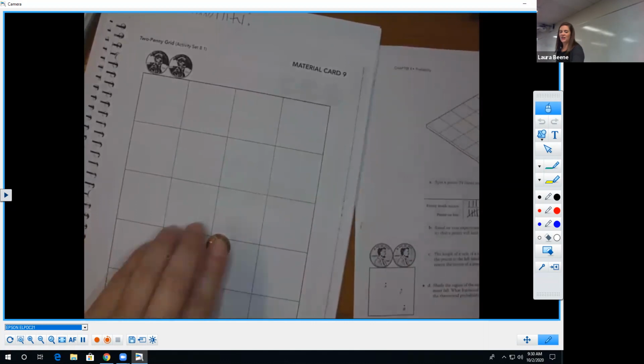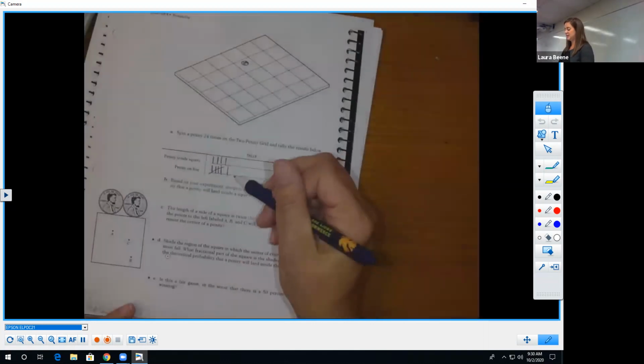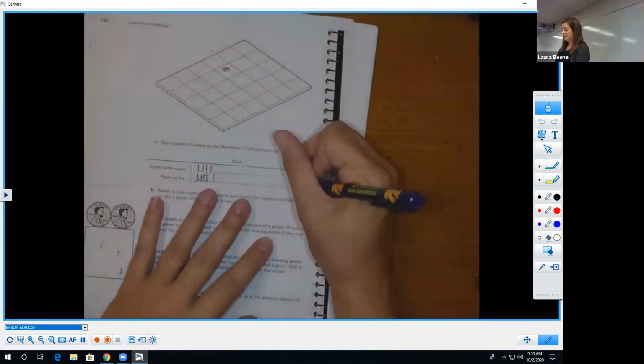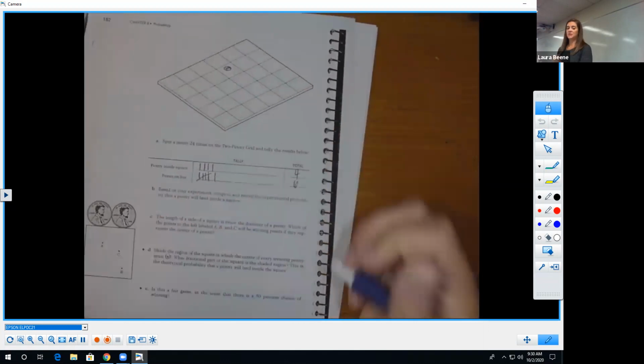Okay, so I ended up with 6 on the line, 4 in the square. And again, this was out of 10 because I didn't want to sit here and make y'all watch me do it 24 times. Okay, so based on your experiment, compute and record the experimental probability that the penny will land inside the square.